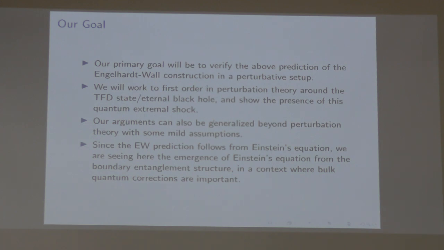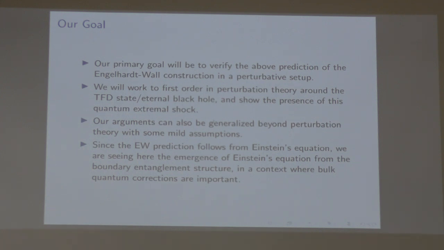Okay. So we are going to work, at least for the purposes of this talk, to first order in perturbation theory around a well-established state, namely the thermofield double state, which is dual to the eternal black hole. And to first order in perturbation theory, we are going to show the presence of the shock. Actually, I think these arguments can be generalized to perturbations around any background. So they are more general than that. But we need to make some mild assumptions. I might not discuss that in this talk. But concretely, I'll try to do this in perturbation theory around the eternal black hole.